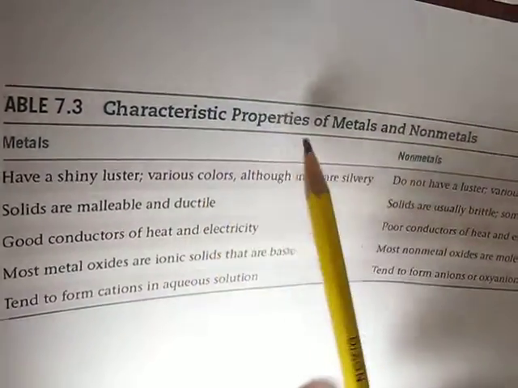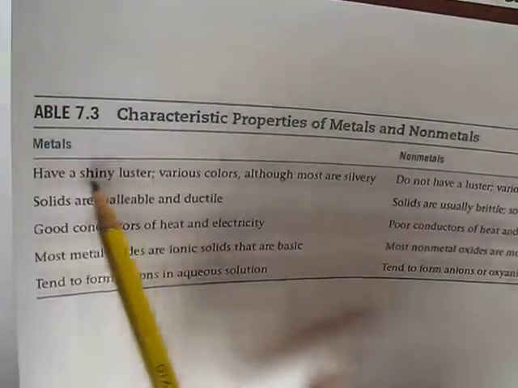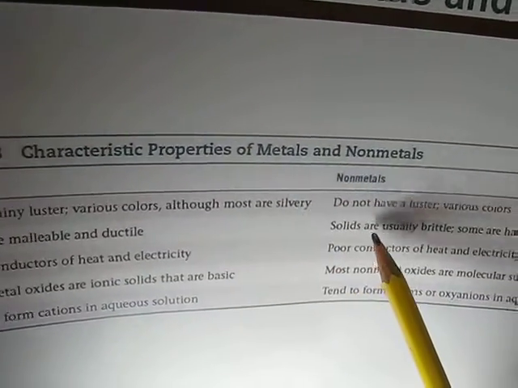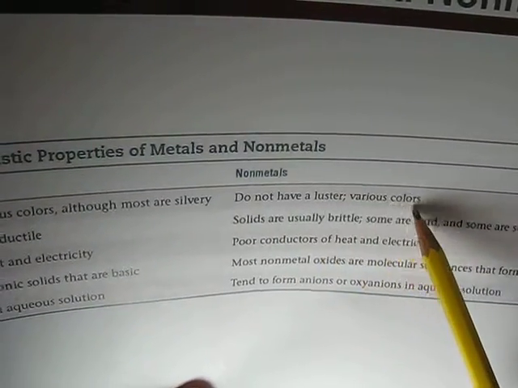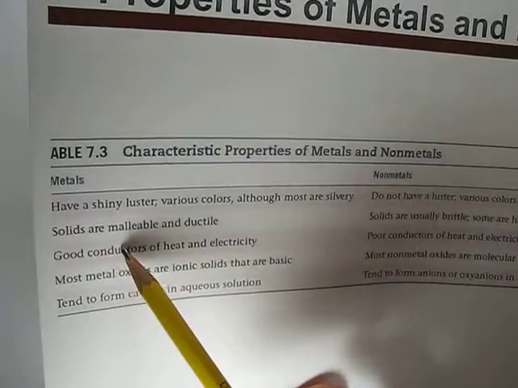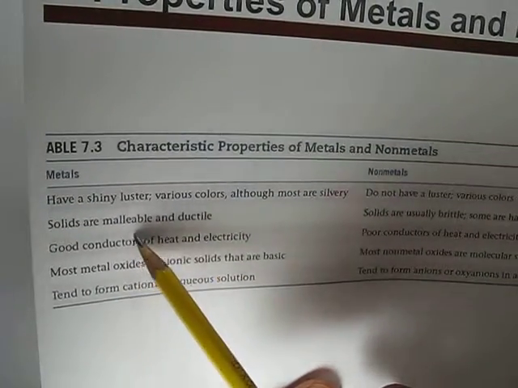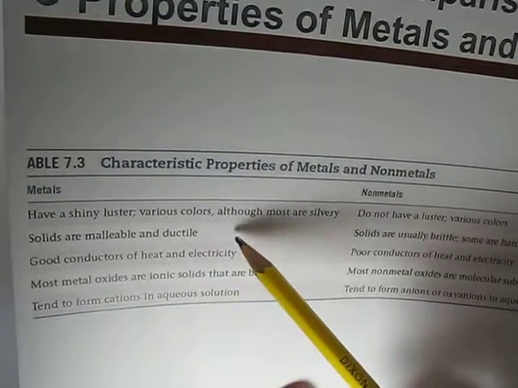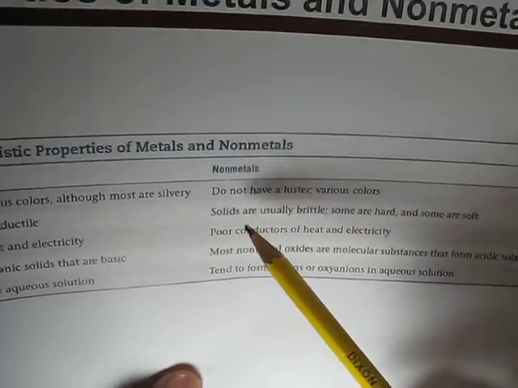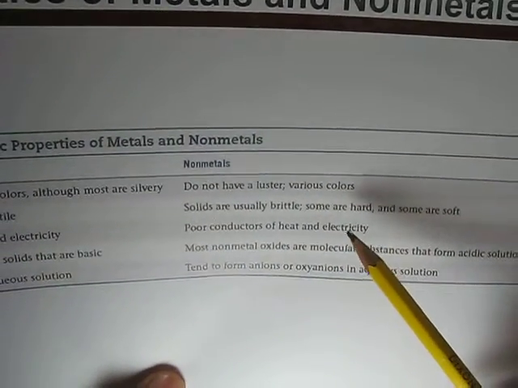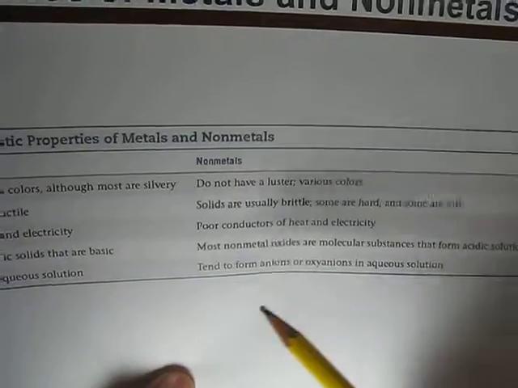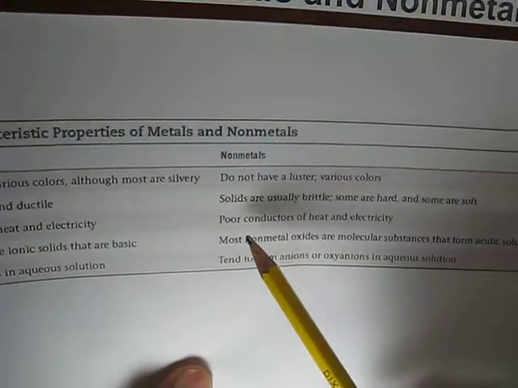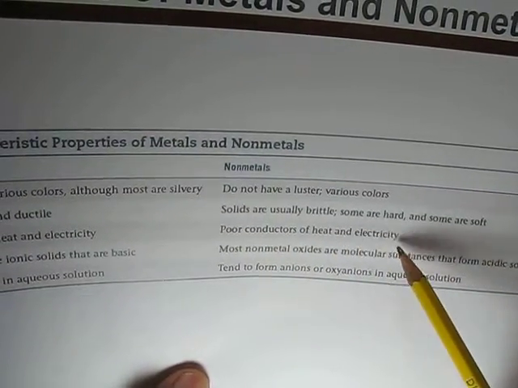Characteristic properties of metals and nonmetals: metals have a shiny luster and various colors, although most are silvery, and nonmetals do not have any luster. Metal solids are malleable and ductile, meaning you can permanently change their shape and stretch them to make a wire. But nonmetal solids are usually brittle, some hard and some soft. Metals are good conductors of heat and electricity, and nonmetals are poor conductors of heat and electricity.